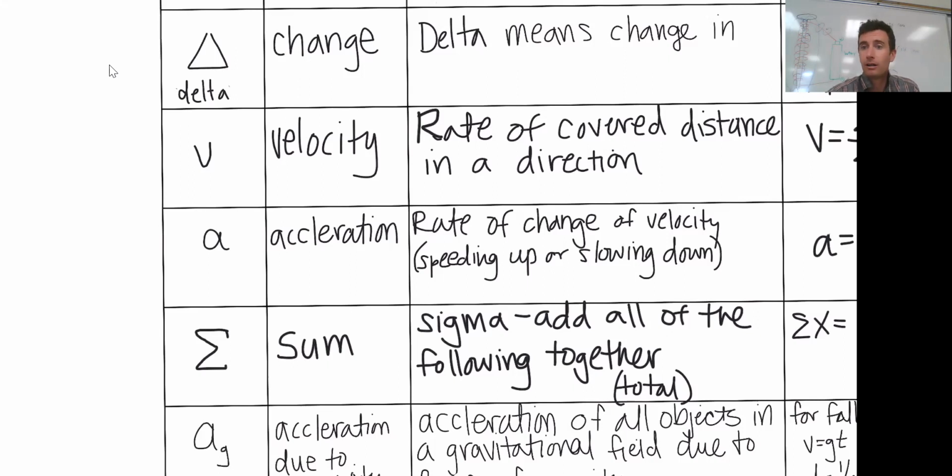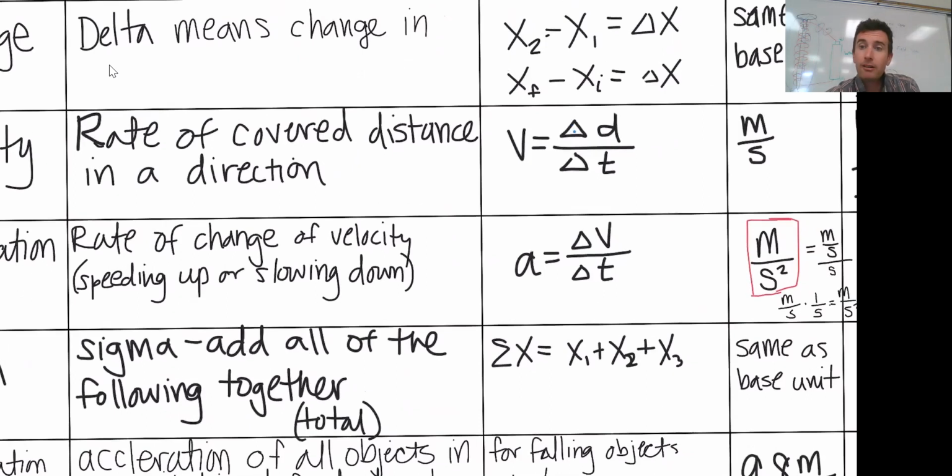So I might say I'm going 5 meters per second south. That would be a velocity. I have a direction. Or 2 meters per second away from you. All right, so our equation for velocity. The concept of velocity is the rate of covered distance in a direction. So the velocity is the change of distance, the amount of covered distance, divided by the time, the rate. How far do you go in how much time? So it's delta d, change of distance, divided by delta t, change in time.